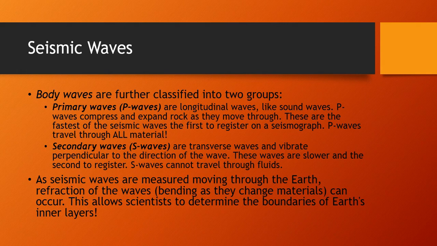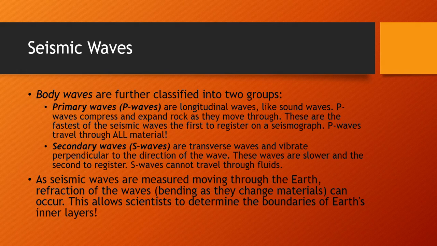Secondary waves, which are sometimes called S waves, are what are known as transverse waves. And transverse waves vibrate perpendicular to the direction that they travel. So they vibrate up and down as the wave moves forward. This is what you think of when you think of water waves. Water waves are transverse waves. You see the wave move up and down, or the water move up and down, but the wave itself moves forward.